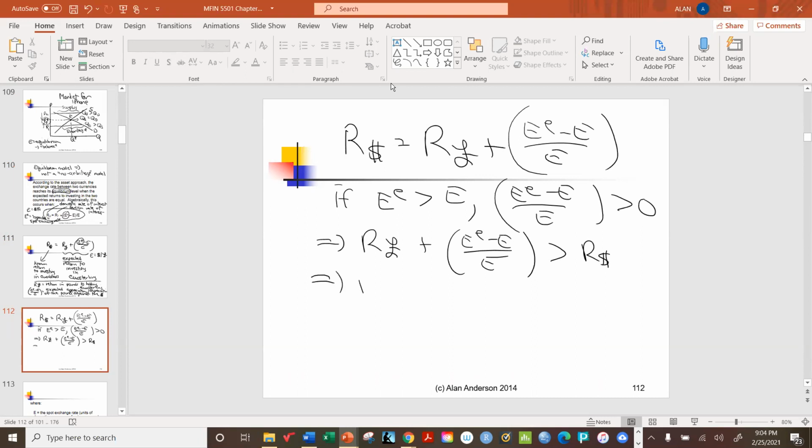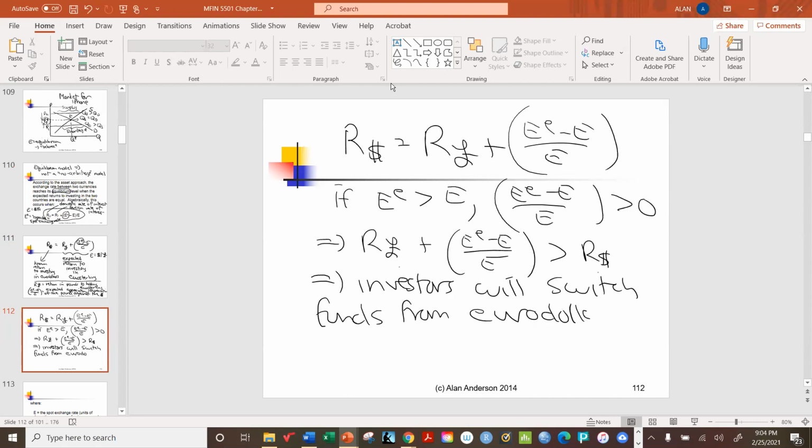And that means investors will switch funds from euro dollars to euro sterling because they believe that they'll get a higher return that way. Because remember, the left-hand side is the return to the dollar. The right-hand side is the expected return to the pound.